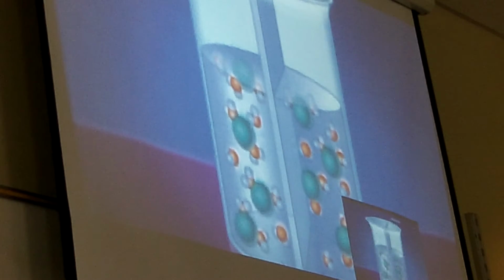So here, the amount of solute is about the same on both sides. 10 points if you can tell me what it's called when the amount of solute is the same on both sides.